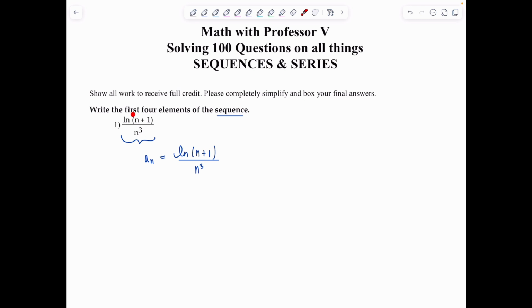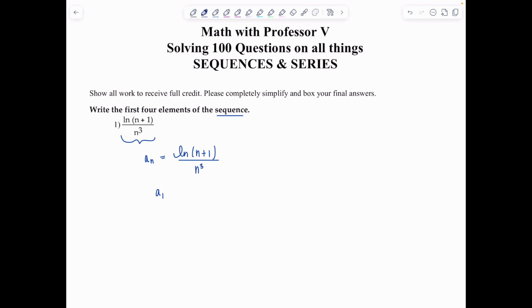So where should we start? They want the first 4 elements. Do we start with n equals 0 or n equals 1? It kind of depends on how you define the natural numbers, and it is highly debatable whether or not 0 is part of there. But let's just start at 1, since most of the time we do.